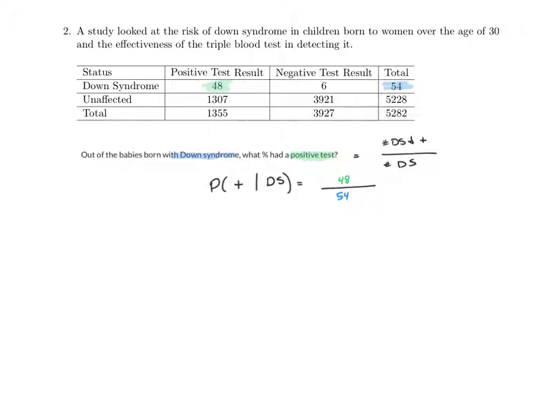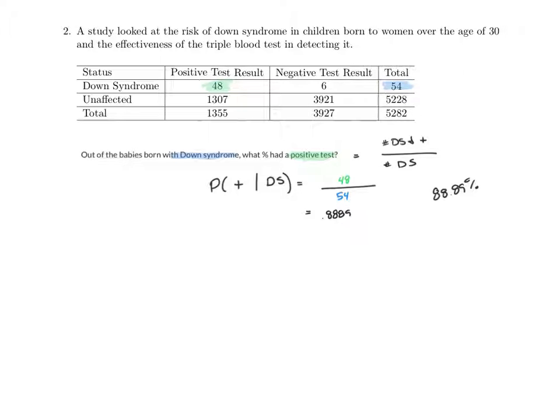So 48 out of the 54 kids with Down syndrome had a positive test result, or 0.8889, rounding to 4 decimal places. That is 88.89% of kids with Down syndrome in this study had a positive test result. Looks pretty good. So let's ask a slightly different question then.